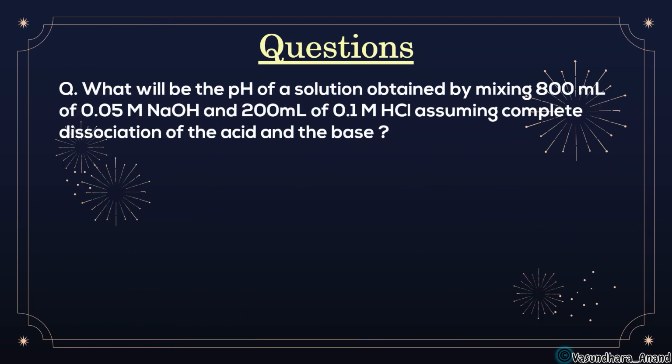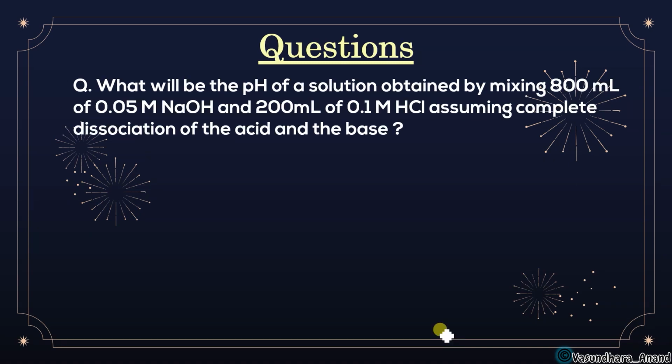Next, what will be the pH of the solution obtained by mixing 800 ml of 0.05 M NaOH and 200 ml of 0.1 M HCl, assuming complete dissociation of acid and base. So in this question, first of all, you have to find what concentration of H plus and OH minus is left out in the solution. So how will you find it? There are two ways. One, you can do the mind calculation, or you can use the mole formula. Let me explain the detailed formula first, and then after I will tell you the short formula for this.